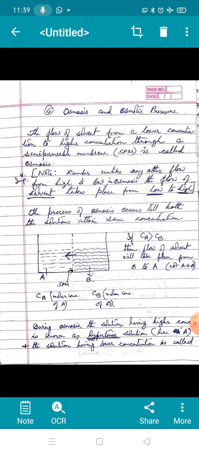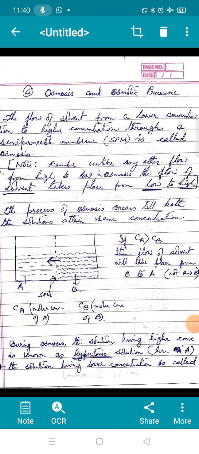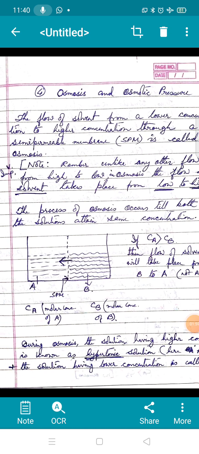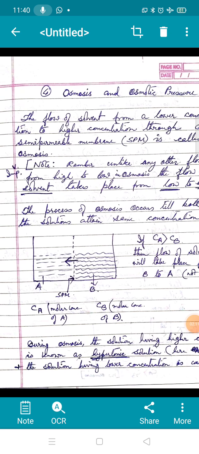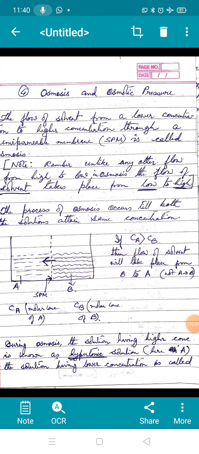Now during osmosis, the solution having higher concentration is known as the hypertonic solution. So here, as per the example, chamber A, since it is at higher concentration, can be termed the hypertonic solution, and the one having lower concentration is called the hypotonic solution. So osmosis can also be defined as the flow of solvent from hypotonic to hypertonic till both solutions attain the same concentration, and if the solutions have the same concentration, we say it is isotonic.